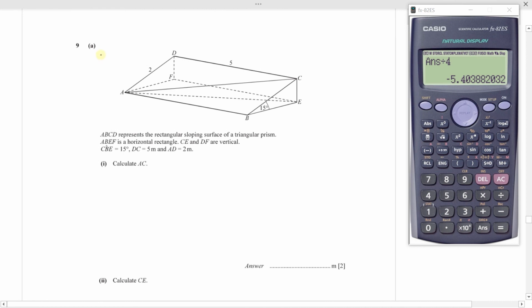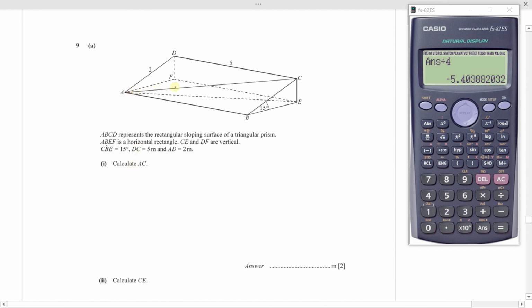So the next question, question number 9 is: ABCD represents the rectangular sloping surface of a triangular prism. ABEF is a horizontal rectangle, so ABEF is a horizontal rectangle. CE and DF are vertical, so these are vertical lines. And you're given this angle, and this side is 5 and this side is 2. So the first part is calculate AC.